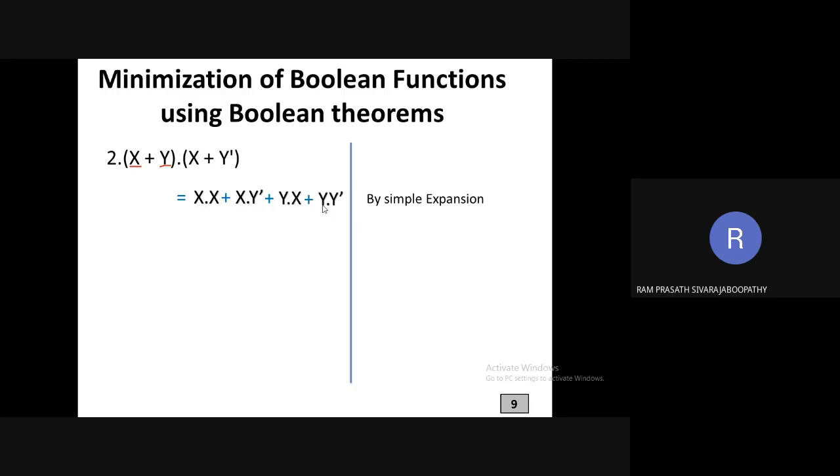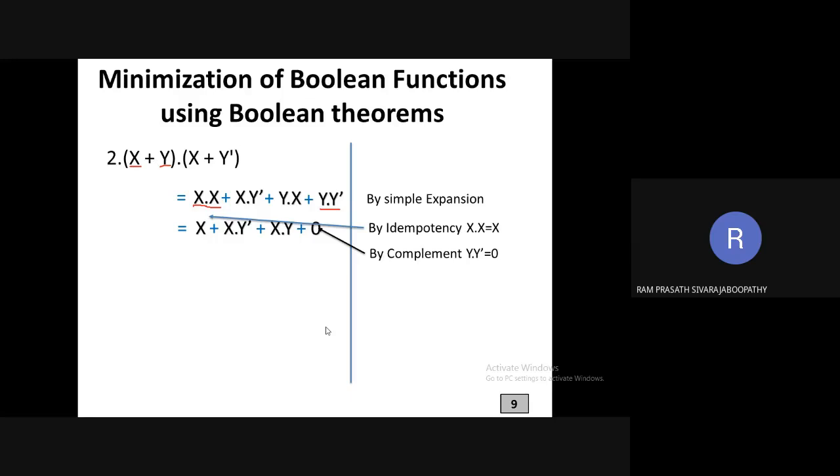Clear? Now what can we minimize in this? Let me underline the things we can minimize. x dot x can be minimized, and y dot y bar can be minimized. How can it be done? By the idempotency theorem, x dot x is equal to x. Then by the complement theorem, y dot y bar is equal to 0.